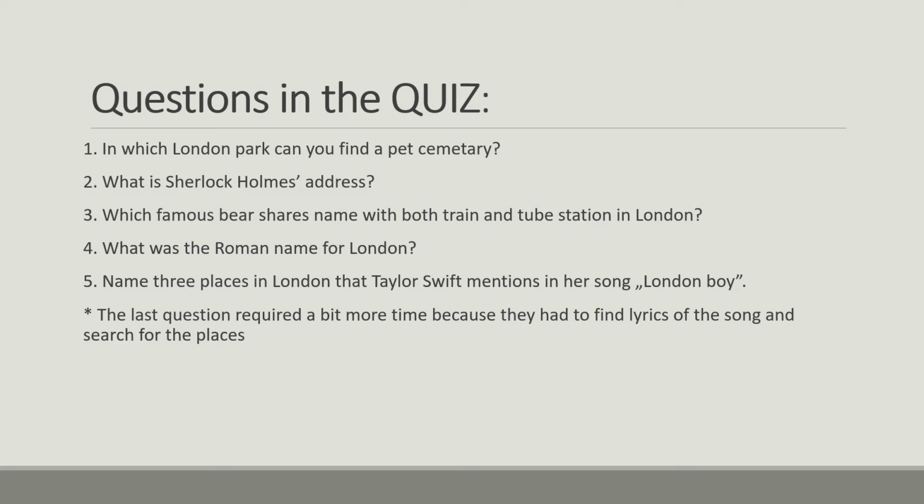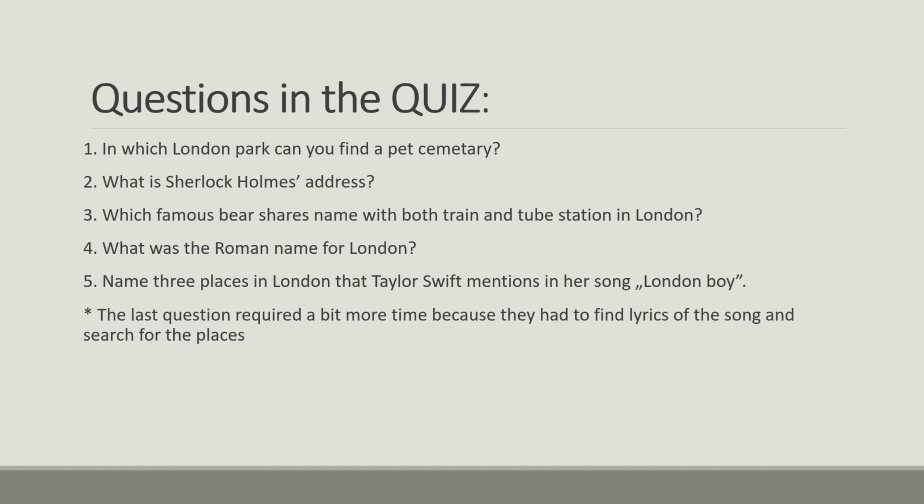Question number 4. What was the Roman name for London? Question number 5. Name 3 places in London that Taylor Swift mentions in her song London Boy. The first 4 questions were simple. Actually, the answers are very easy to find.